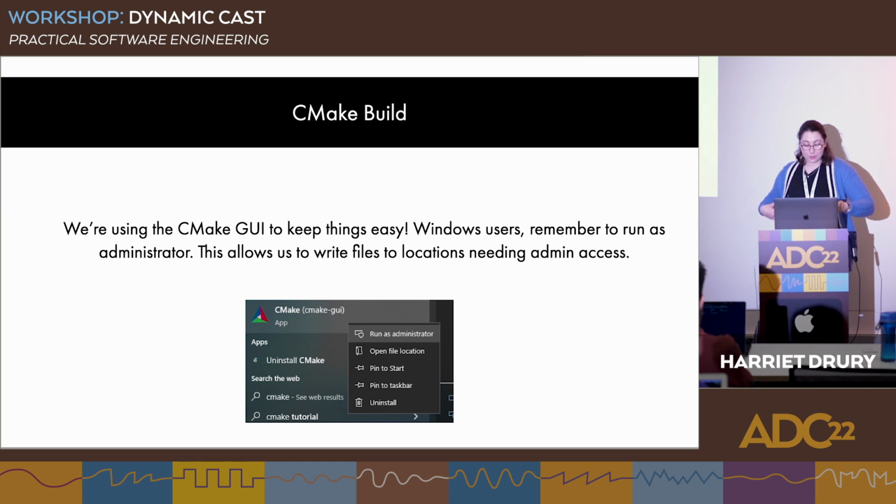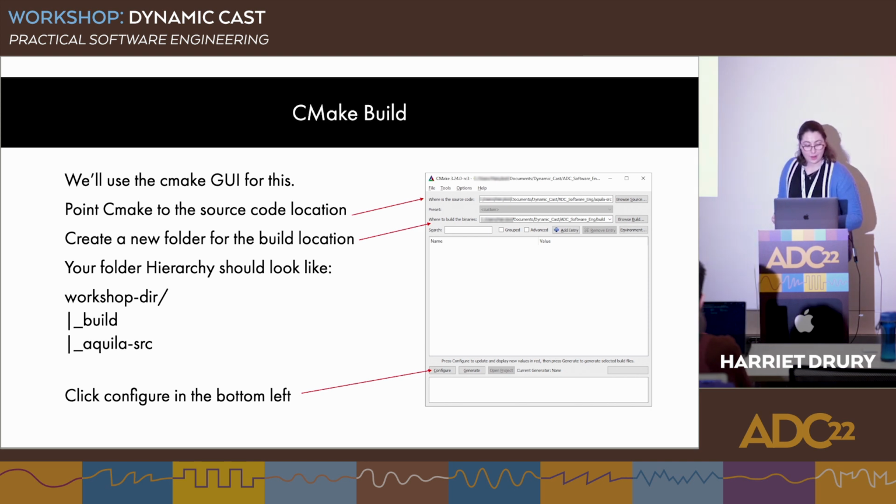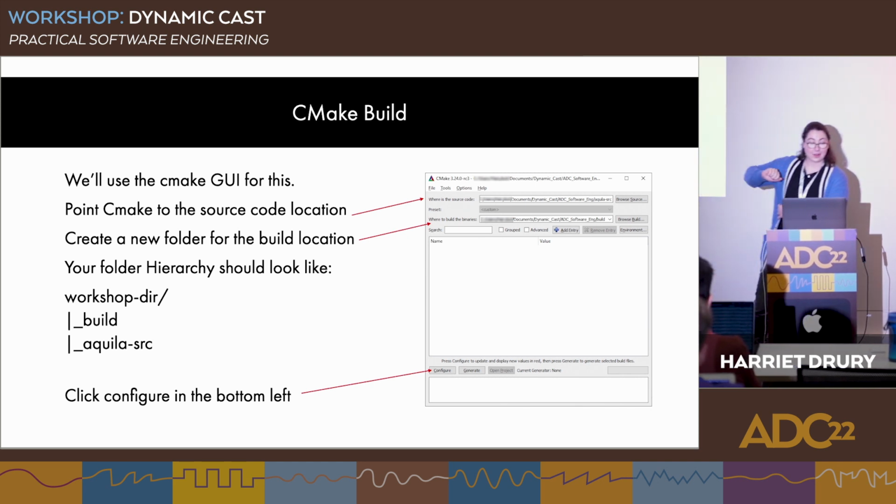So what you need to do is open the CMake GUI. Windows users, please run it as administrator because we need to write some files in places that need admin access. Once you've got that open, you will see something like this. This is what I was saying earlier about having your source code and builds separate. This is what the hierarchy looks like.